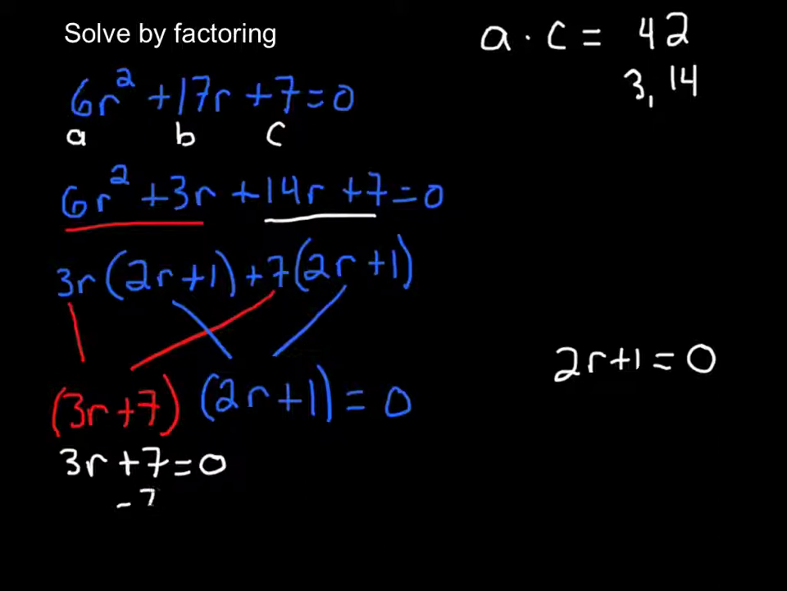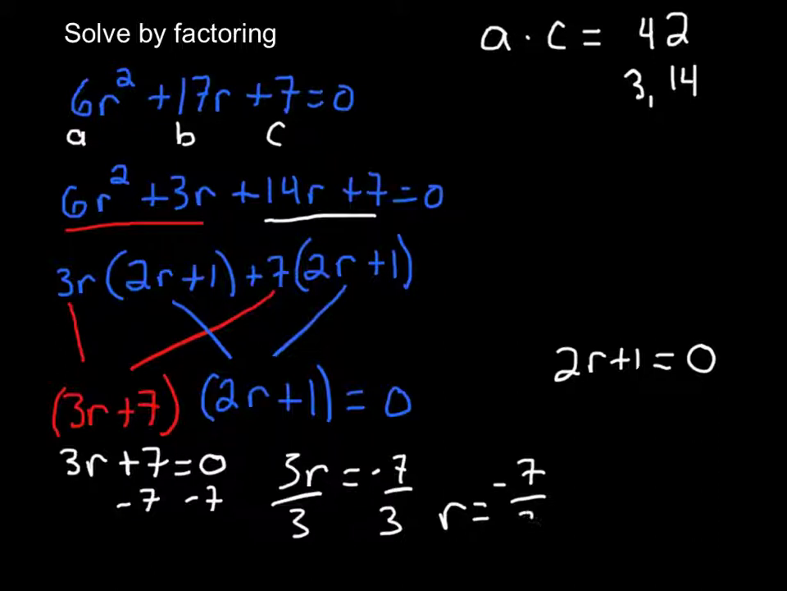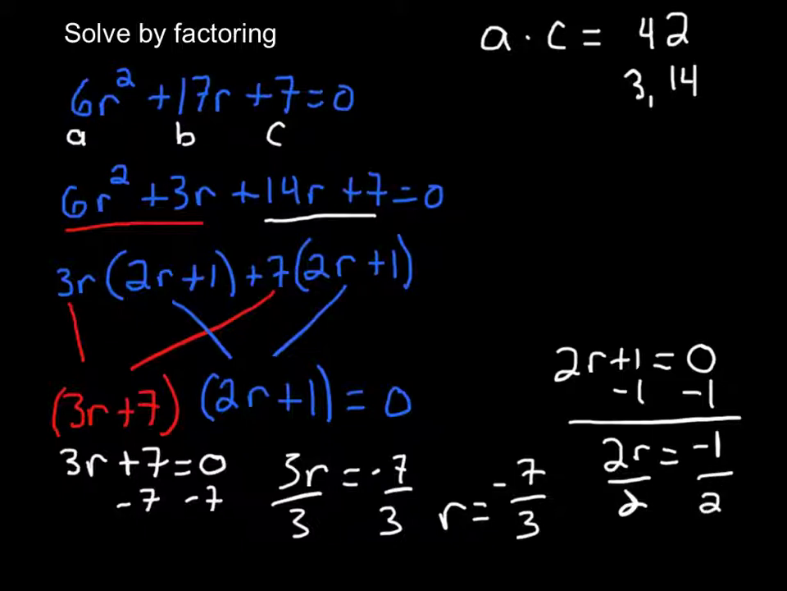I subtract 7 from both sides. That leaves me with 3r equals negative 7. Then I'm going to divide by 3. R equals negative 7/3. On this one I'm going to subtract 1 from both sides. 2r equals negative 1. Divide by 2. R would equal negative 1/2.